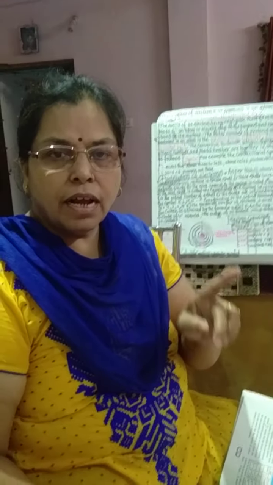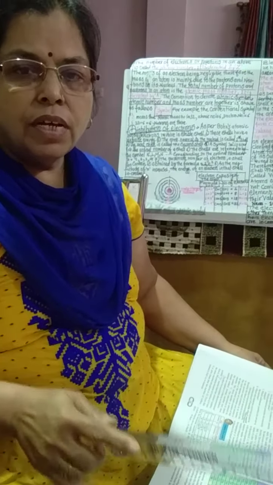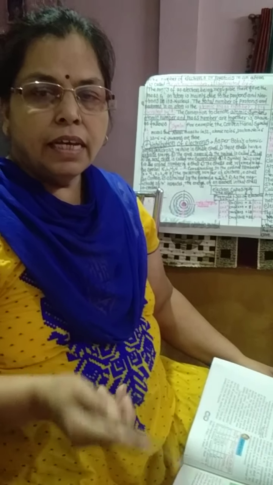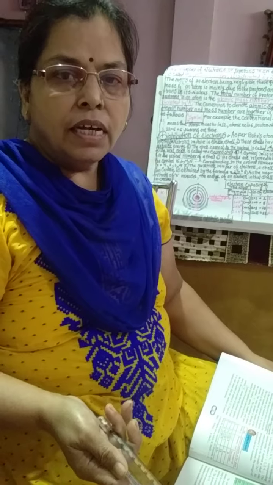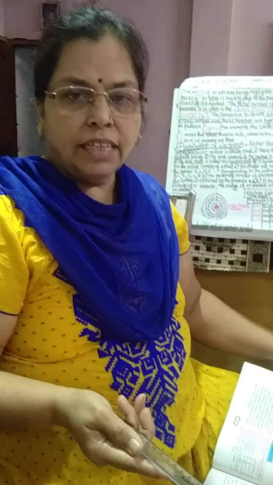The structure of the atom: in the center there is a nucleus, and in the nucleus there are protons and neutrons, and electrons are revolving around the nucleus. Electrons are revolving in shells. The shells are denoted by K, L, M, N, and we have seen there are fixed numbers of electrons. In the K shell there are 2 electrons, in the L shell there are 8 electrons, in the M shell there are 18 electrons, and in the N shell we have 32 electrons.